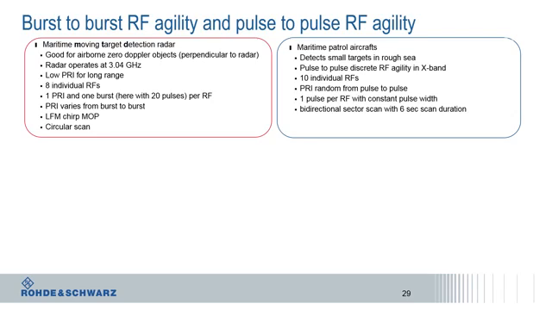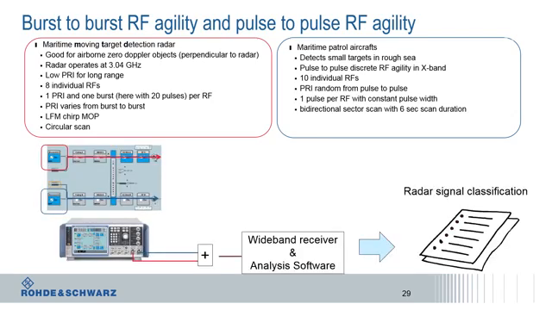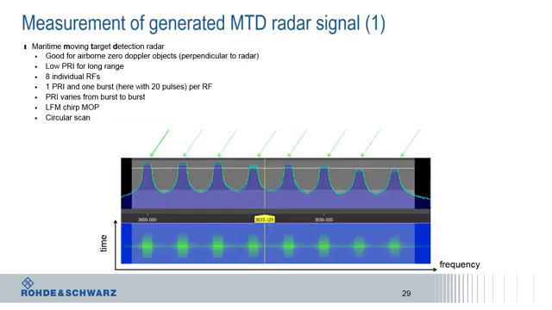And here is the setup for how to generate the signals. Each radar signal is generated in one baseband. The maritime moving target detection radar is generated in baseband A within the red circle. The maritime patrol aircraft radar is generated in the blue circle, which can be seen in the picture below. Now they are added in RF with an RF combiner, as they are working at 3 and at 10 GHz, and injected into the wideband receiver. The wideband receiver is used to analyze the generated signals.